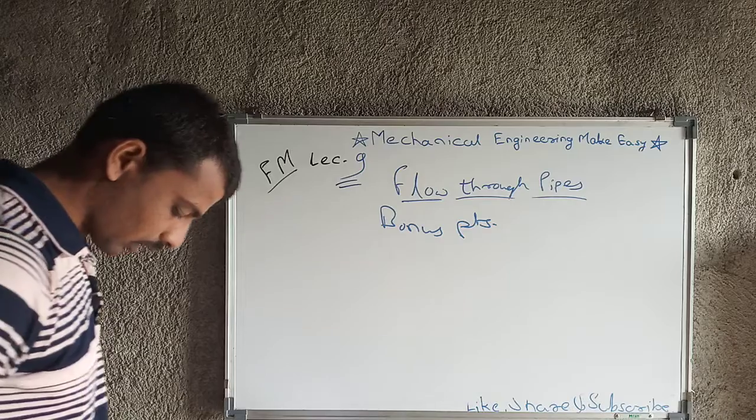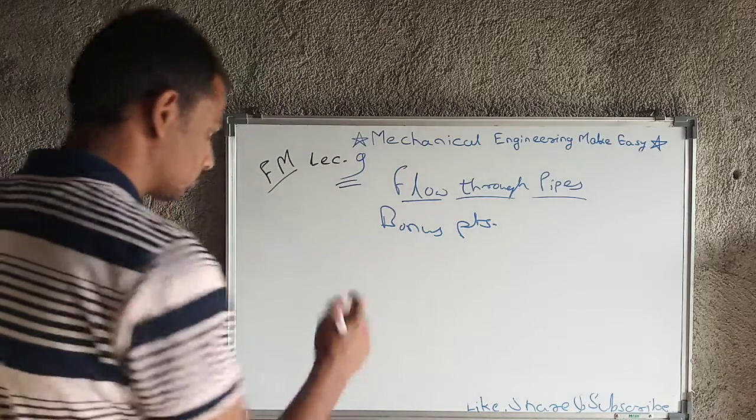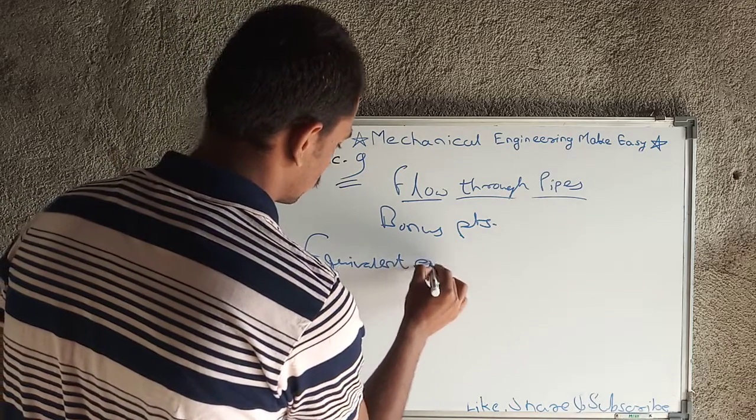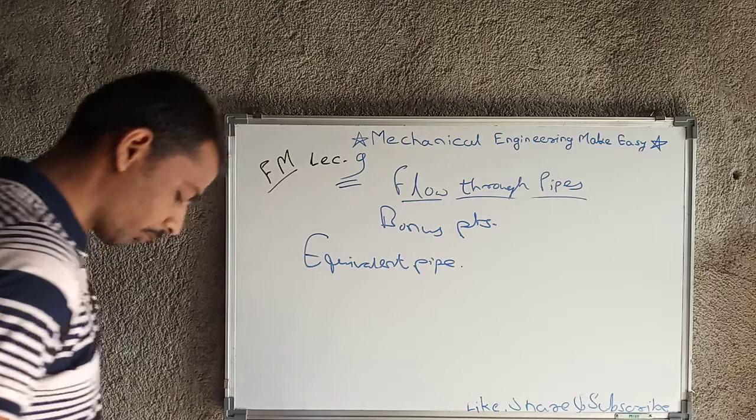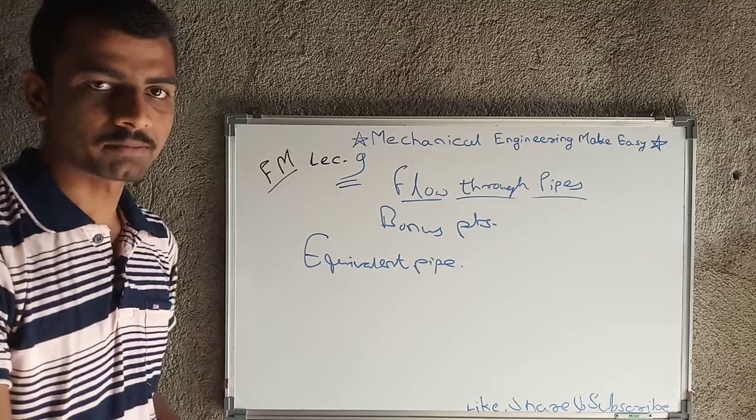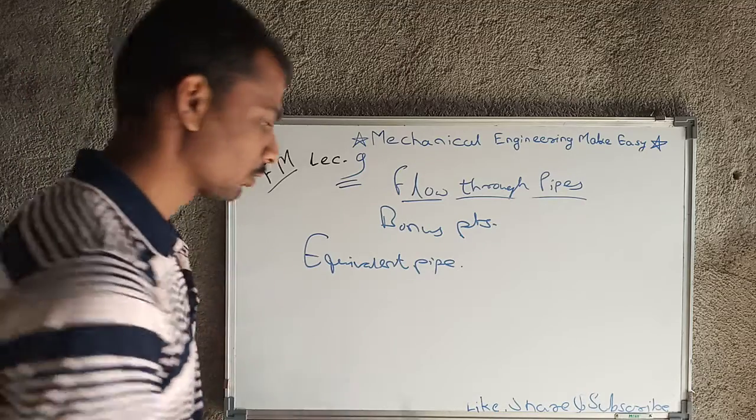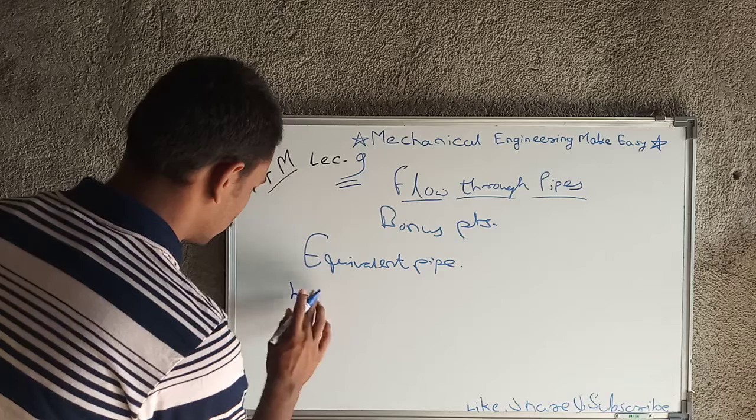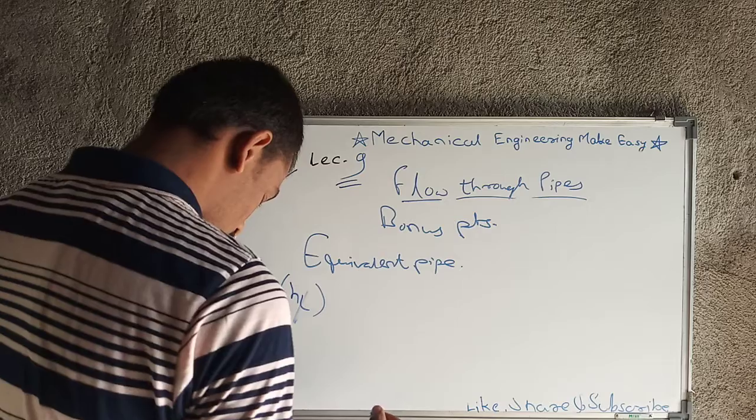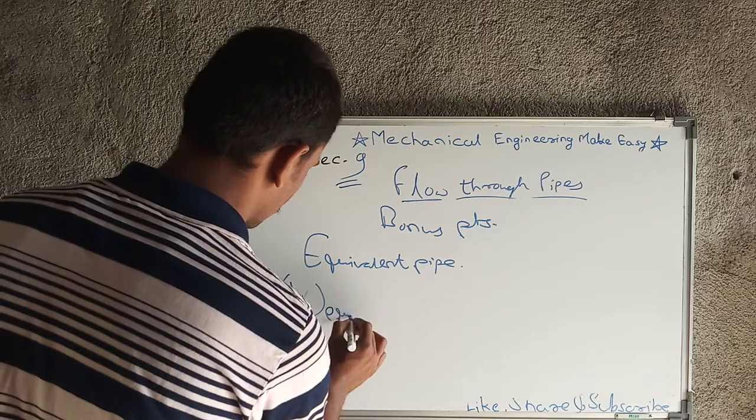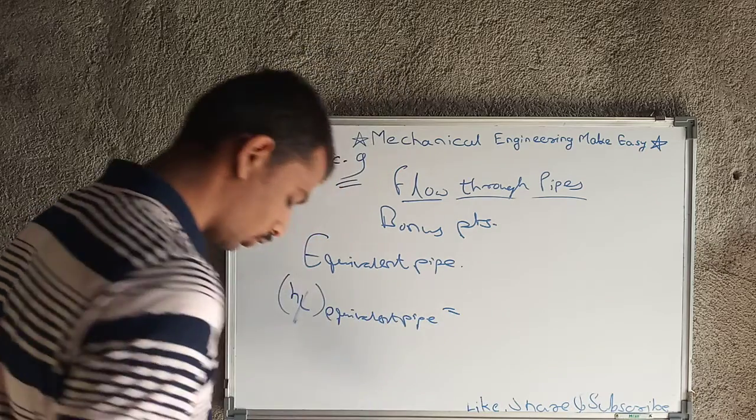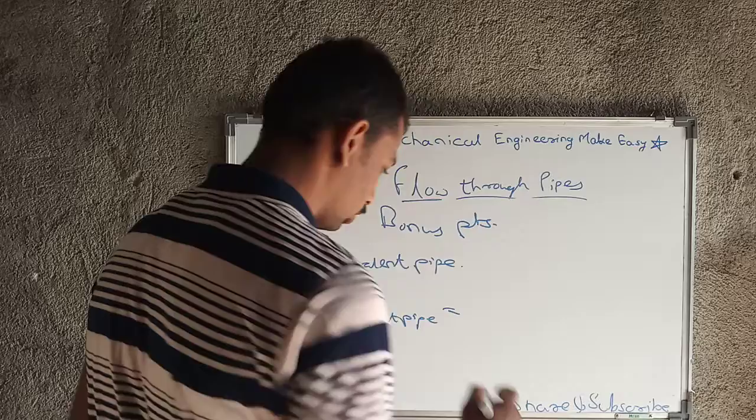Next we have the concept of equivalent pipe. In case of equivalent pipe, what we have to consider is that the head loss between the previous pipe and the newer pipe should be constant, that is, head loss of equivalent pipe is equal to head loss of all pipes.